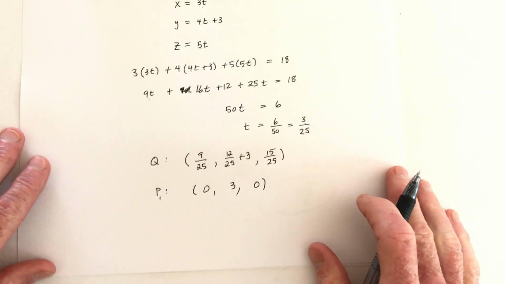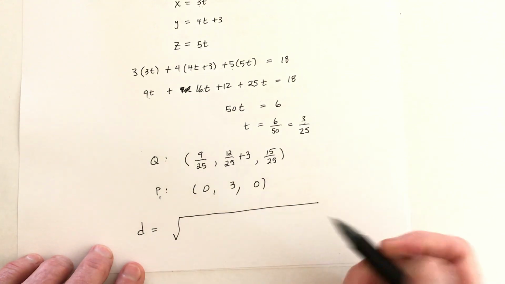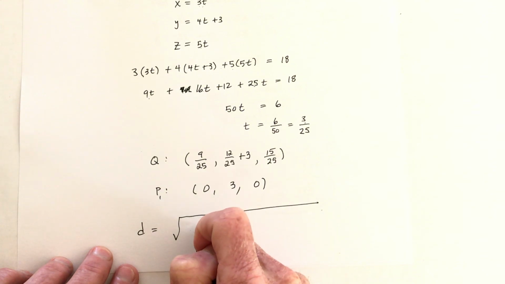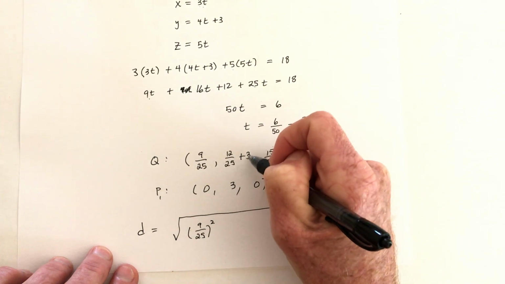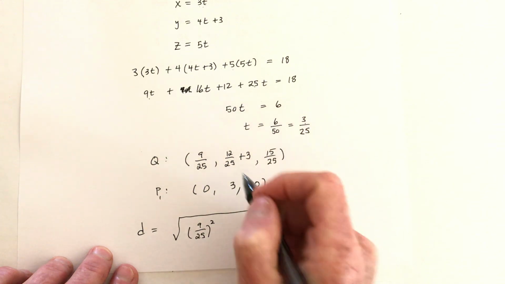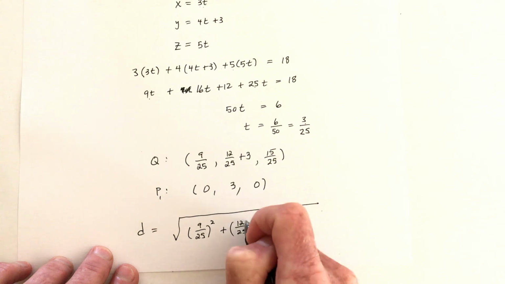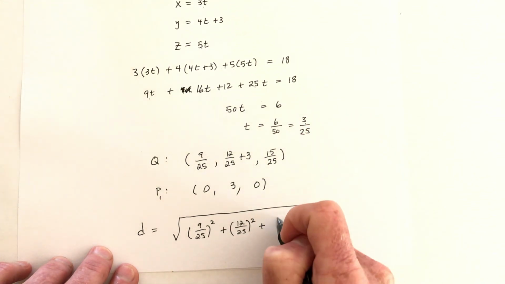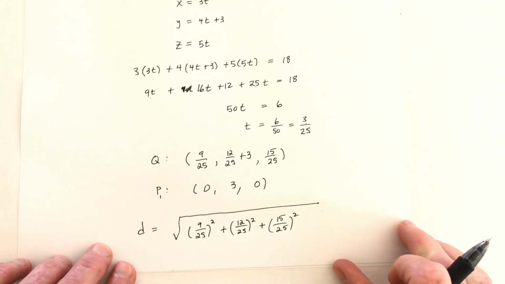All right, so the distance formula is going to be, it is the square root, and then you take this minus this and square it. So that's going to be whatever 9 over 25 squared is. Then subtract these, which is actually going to cancel out the 3's, and then it's going to be plus 12 25ths gets squared. And then subtract these, so that's going to be 15 25ths gets squared.